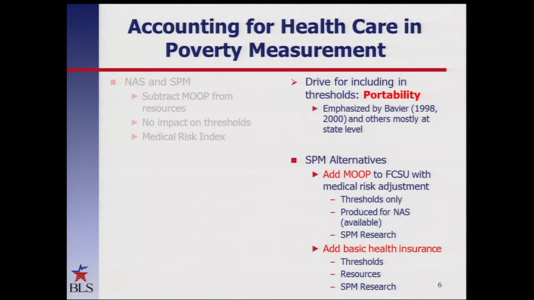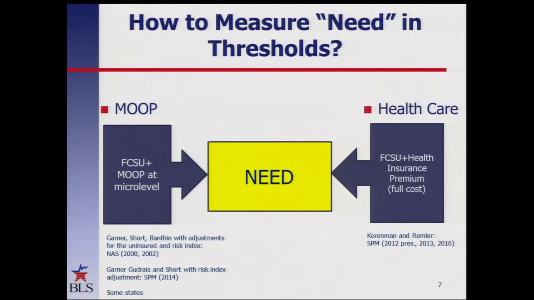resources. If we go to MOOP in the threshold, we're not making any change to resources. And we've done research on adding MOOP to FCSU in the supplemental, and Dahlia and Sanders have recently published a National Bureau of Economic Research study on the other approach. Okay, so here, what is needs? In MOOP, it's food, clothing, shelter, utilities, plus out-of-pocket expenditures, which includes your premium, if you pay a premium for health insurance, at the micro level.